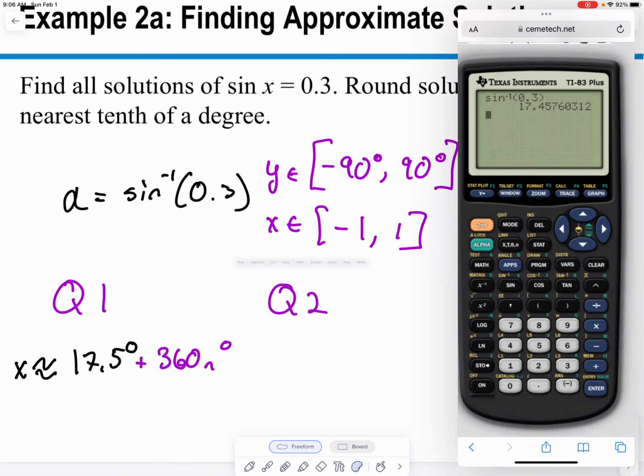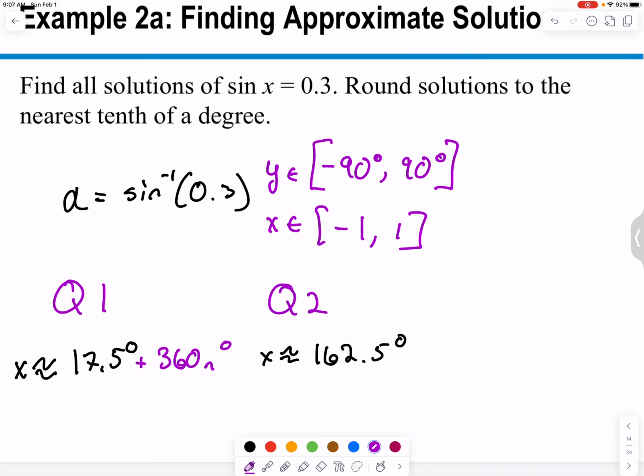And then for quadrant 2, we need to be 17.5 degrees off the x-axis in quadrant 2. So we're going to capture that by saying 180 minus 17.5 to generate that quadrant 2 solution. So the other one is approximately 180 minus that answer. Okay, so we're getting 162.5. And again, it repeats every 360, so we're going to tack on this plus 360n in degrees, okay? Integer multiples of 360.